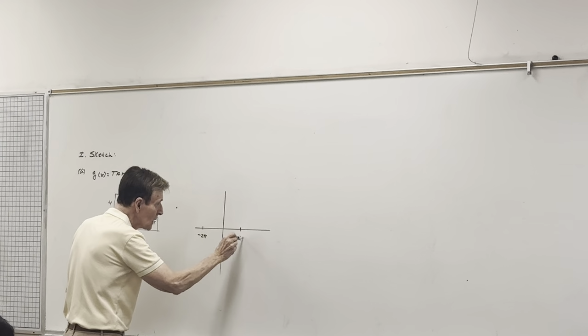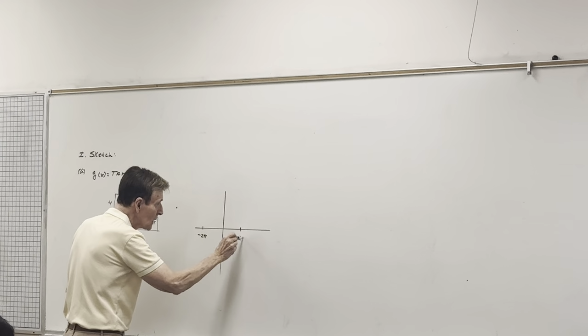I think the parent graph went through 0. This one has been vertically shifted down 1. So something like that. I'll accept that. Now, I can draw more cycles if I wish, but that's good enough for me. Based on this one cycle, let's get some information out of the way.